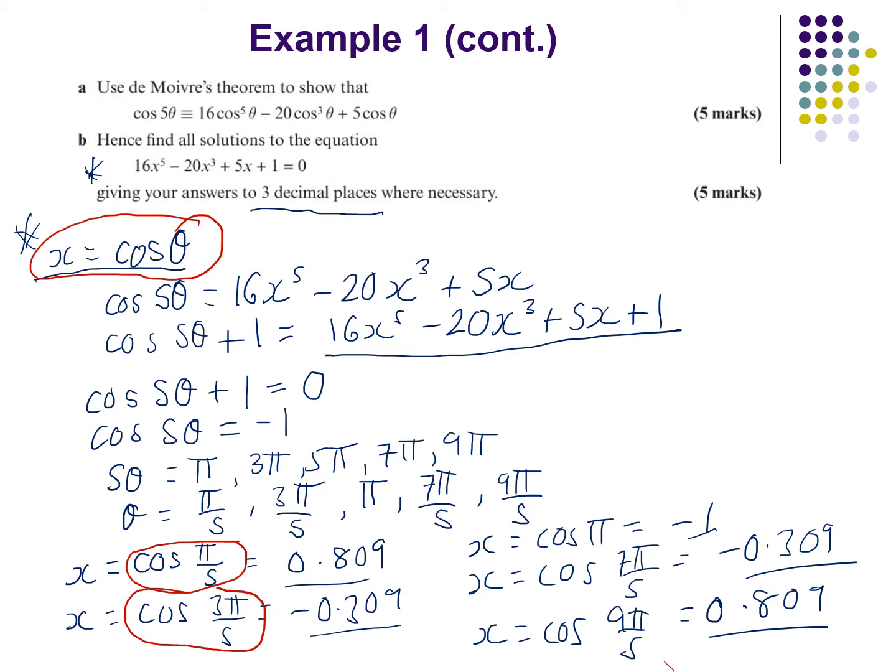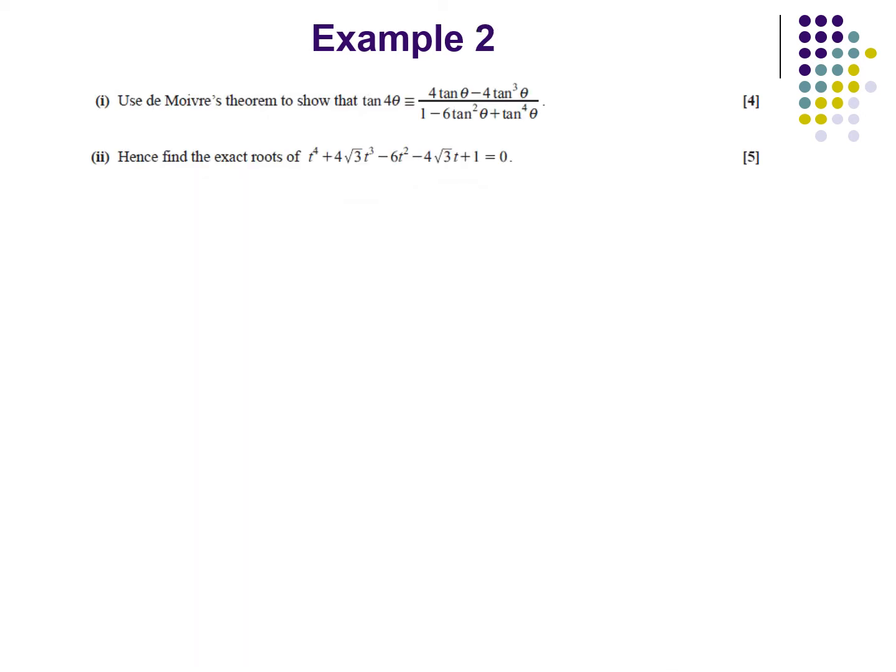Right, got one more of those to look at, and the reason I've done this one is it's a tan one. So hopefully you'll remember how to do the tan one. Remember, tan 4 theta is sine 4 theta over cos 4 theta. So for that part, I'm going to be expanding (c plus is) to the 4. So while I'm doing it, why don't you do it alongside?